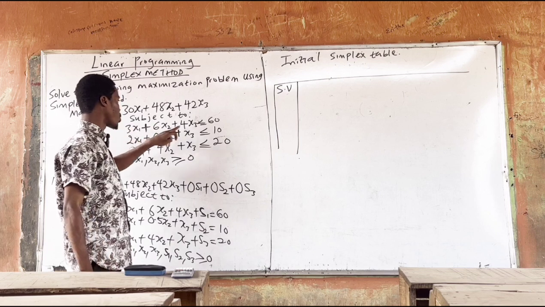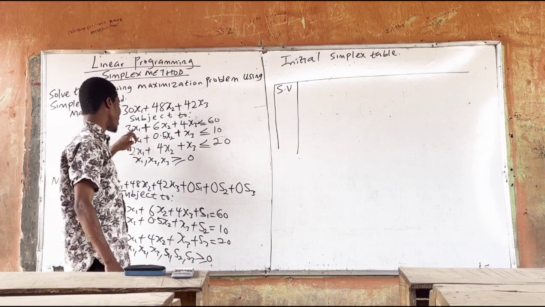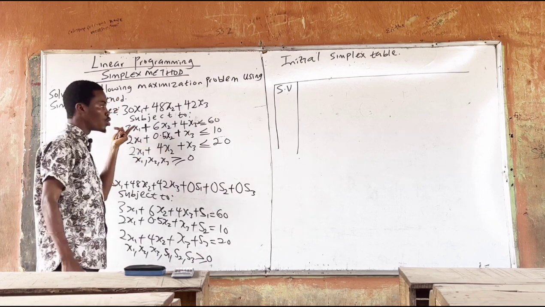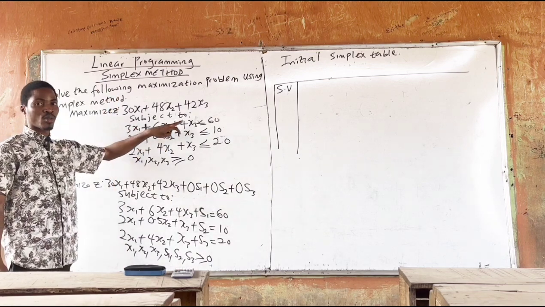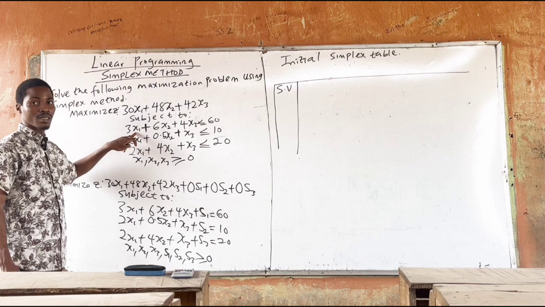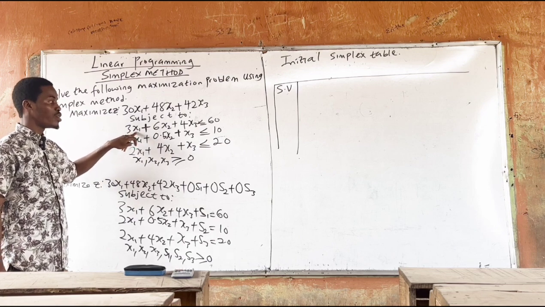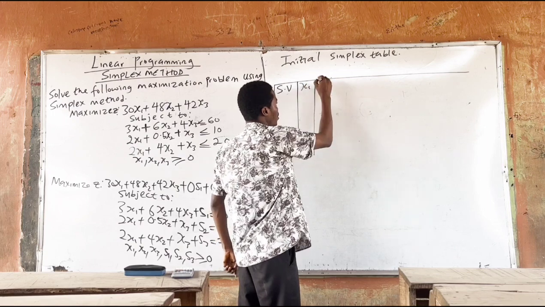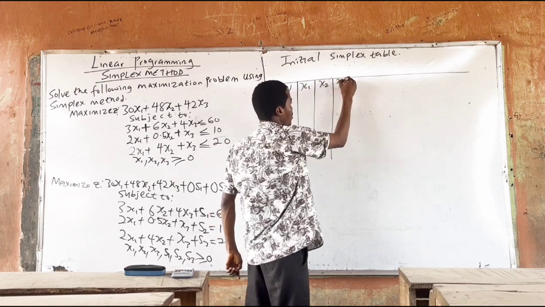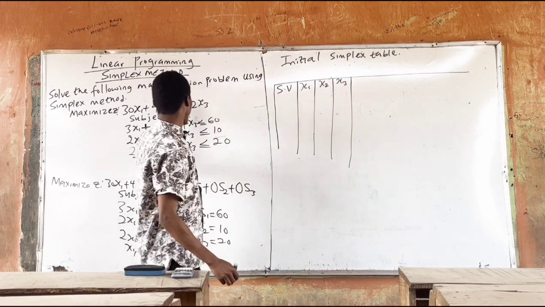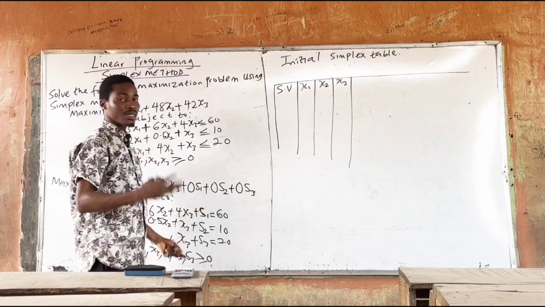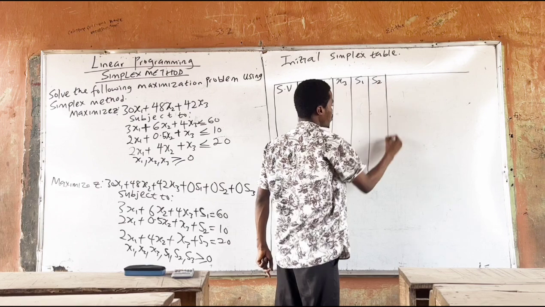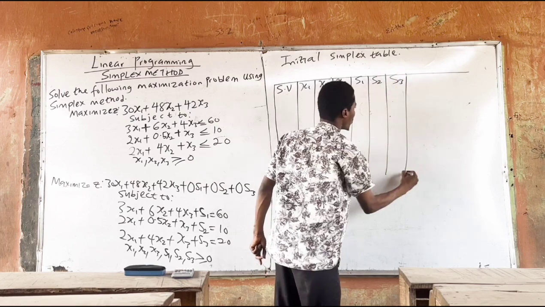How many coefficients of the constraints do we have? The coefficients of the constraint are 3, 6, 4 for x1, x2, x3. So 3x1 plus 6x2 plus 4x3 is my constraint. My decision variables are x1, x2, x3, with my slack variables. How many slack variables did I add to it? Three slack variables: s1, s2, then s3.